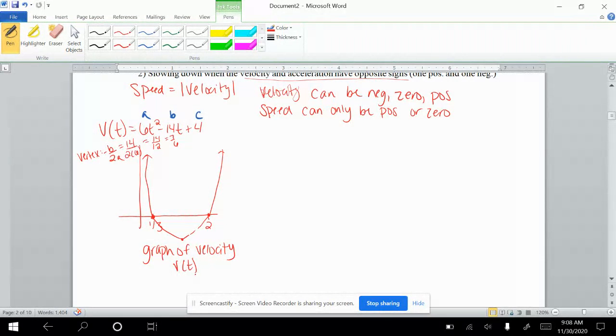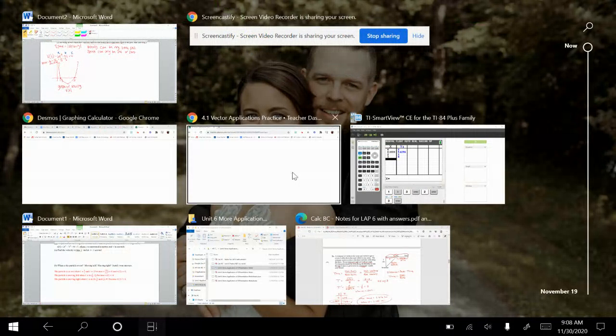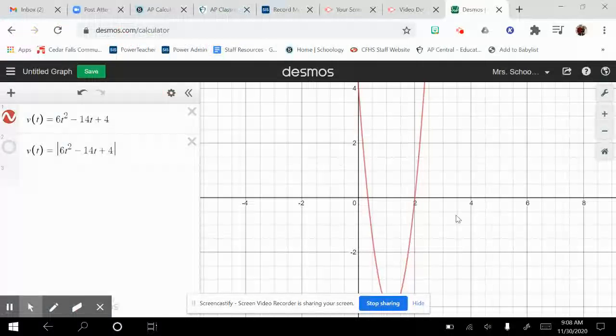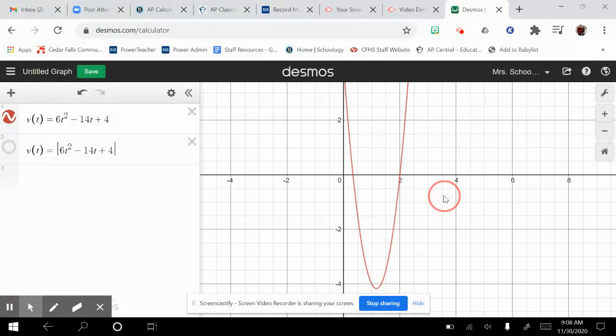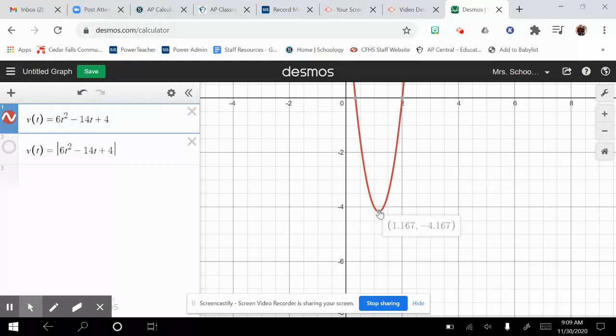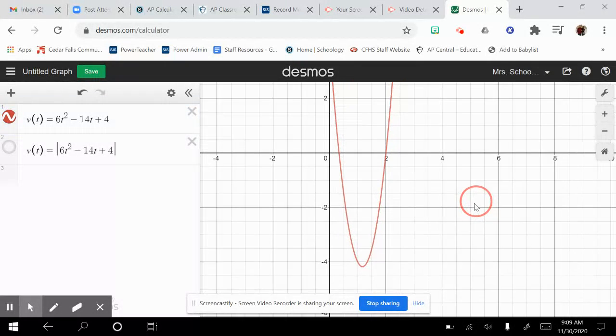If you look at this on Desmos, which I already have pulled up, you can see I have something similar here. This is v of t, 6t squared minus 14t plus 4. If I click on these critical points, you can see that's 3.333 or 1/3. This is 2. And then this down here is our 7/6. I don't know if you can see that with my thing there, but that's equivalent to 7/6.